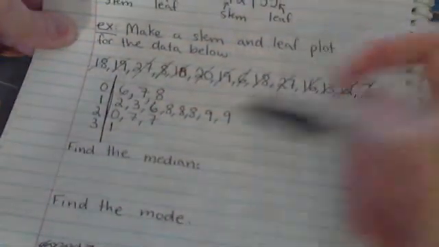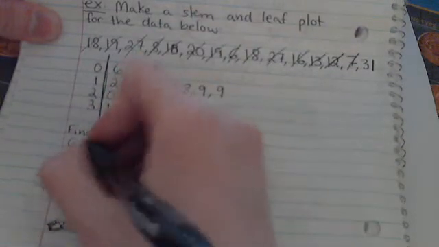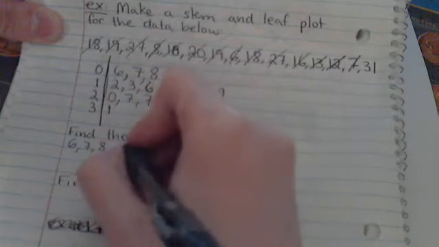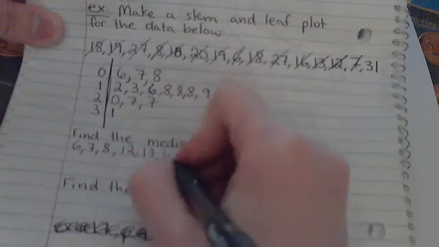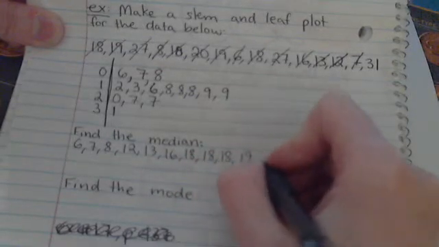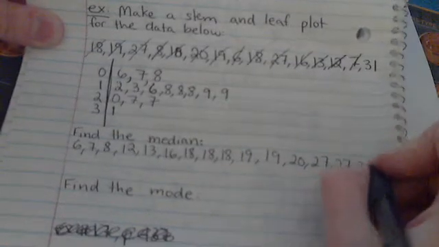Okay, next we need to find the median. There's 2 different ways. You could just cross out using this plot, or you just order them in order. So I'm just going to order them in order. So I have 6, 7, 8, 6, 7, 8, and then I have 12, 13, 16, 18, 18, 18, 19, 19, then I have 20, 27, 27, and then 31.